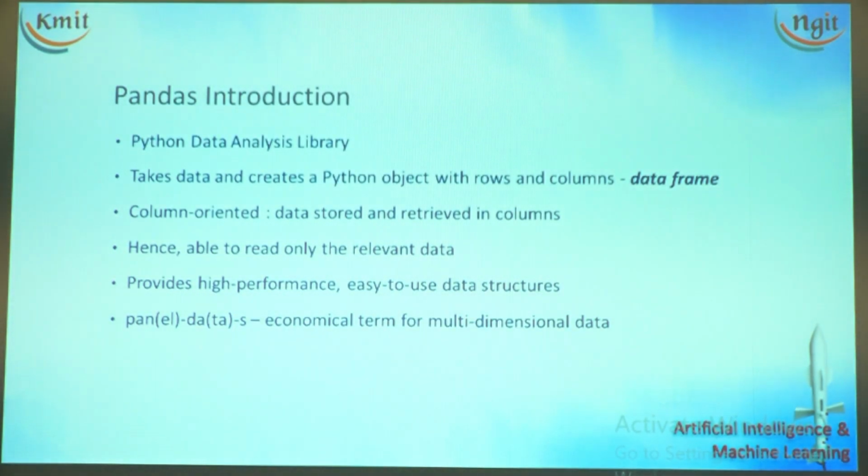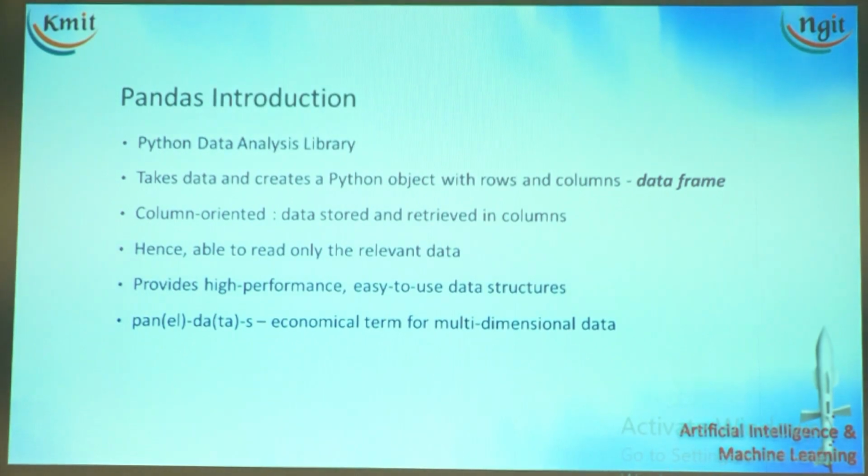You all are familiar with the name data frame? Our data frame has rows and columns, right? A table kind of a thing. It will take the data and create a table out of it, which we call a data frame. Now, Pandas is basically column oriented. Why? Because data is stored in terms of columns.